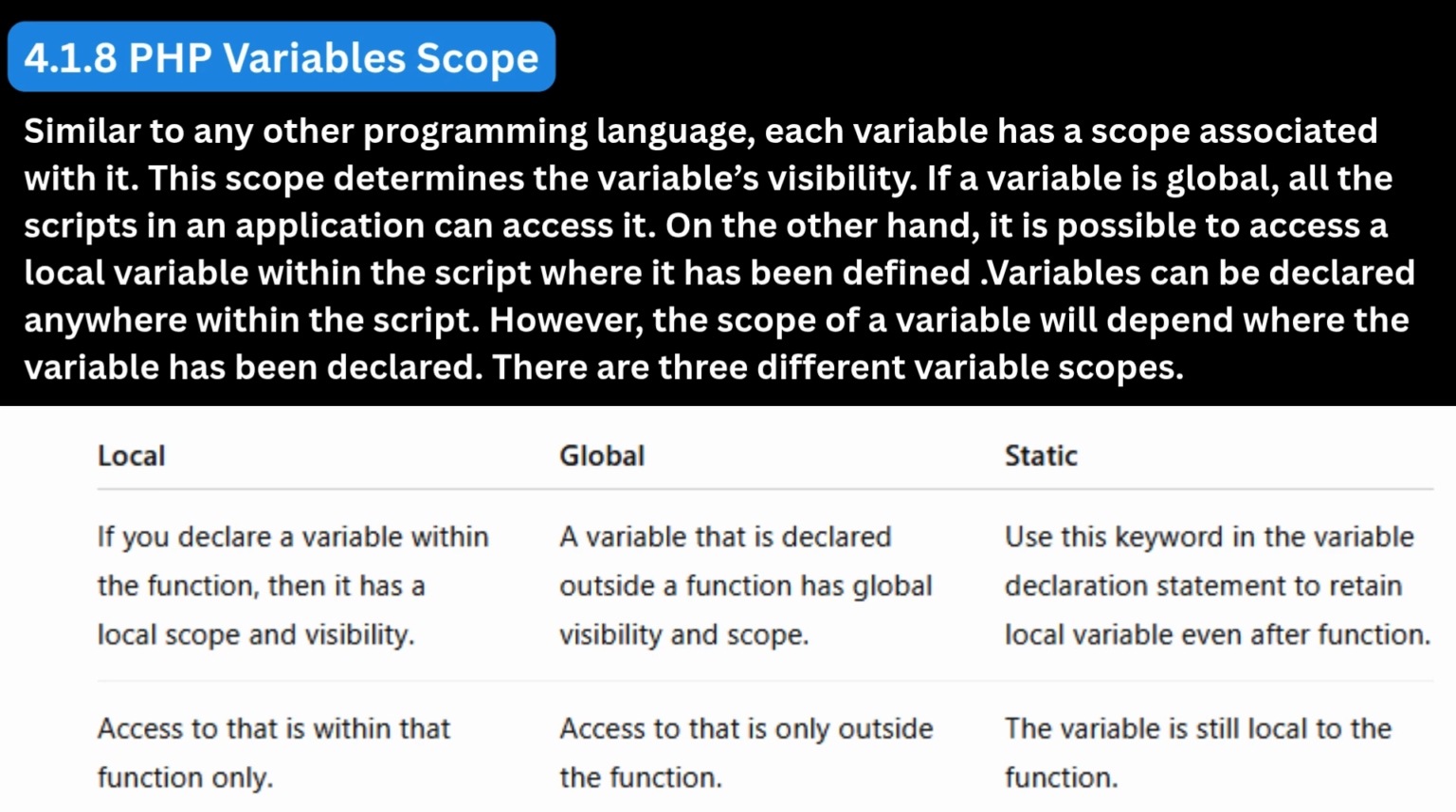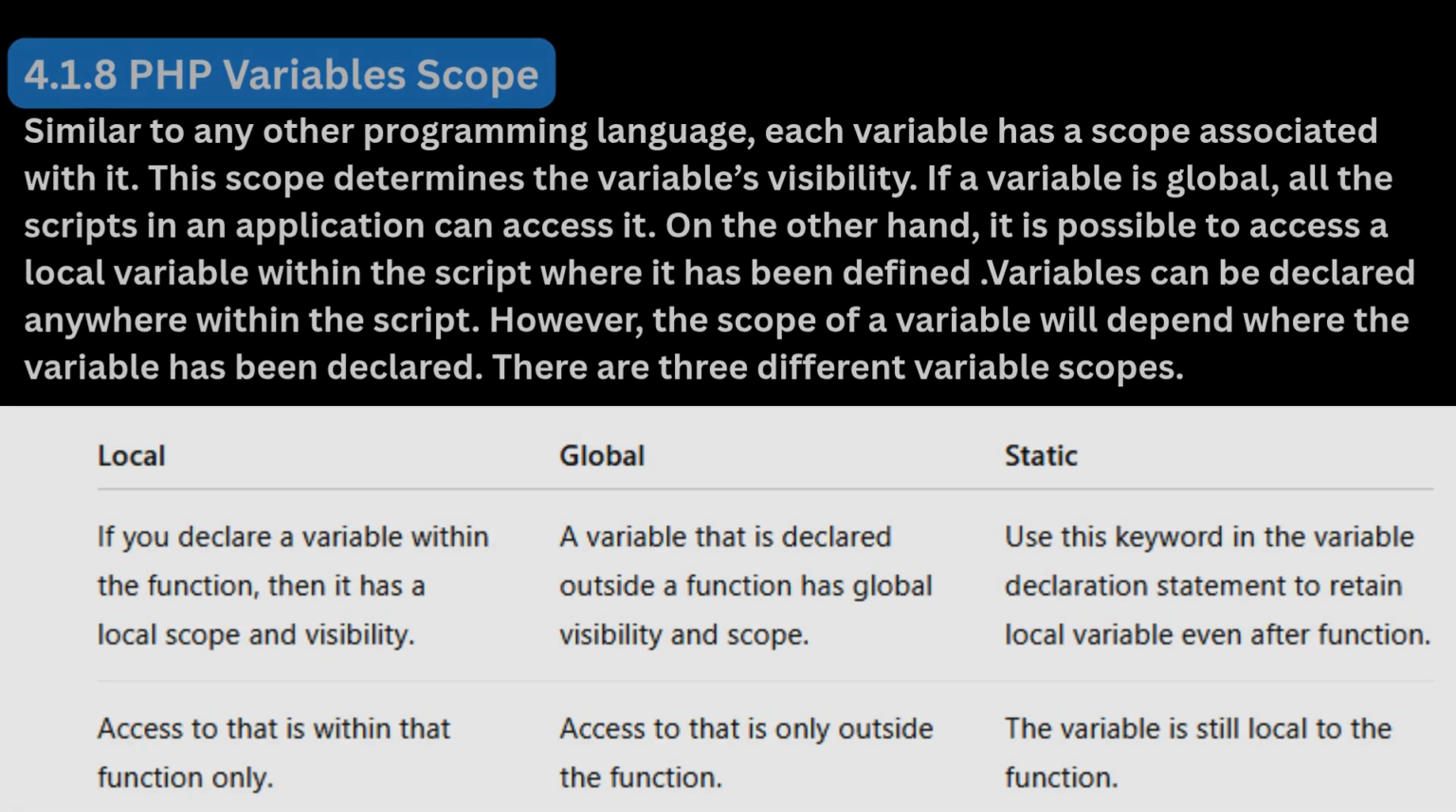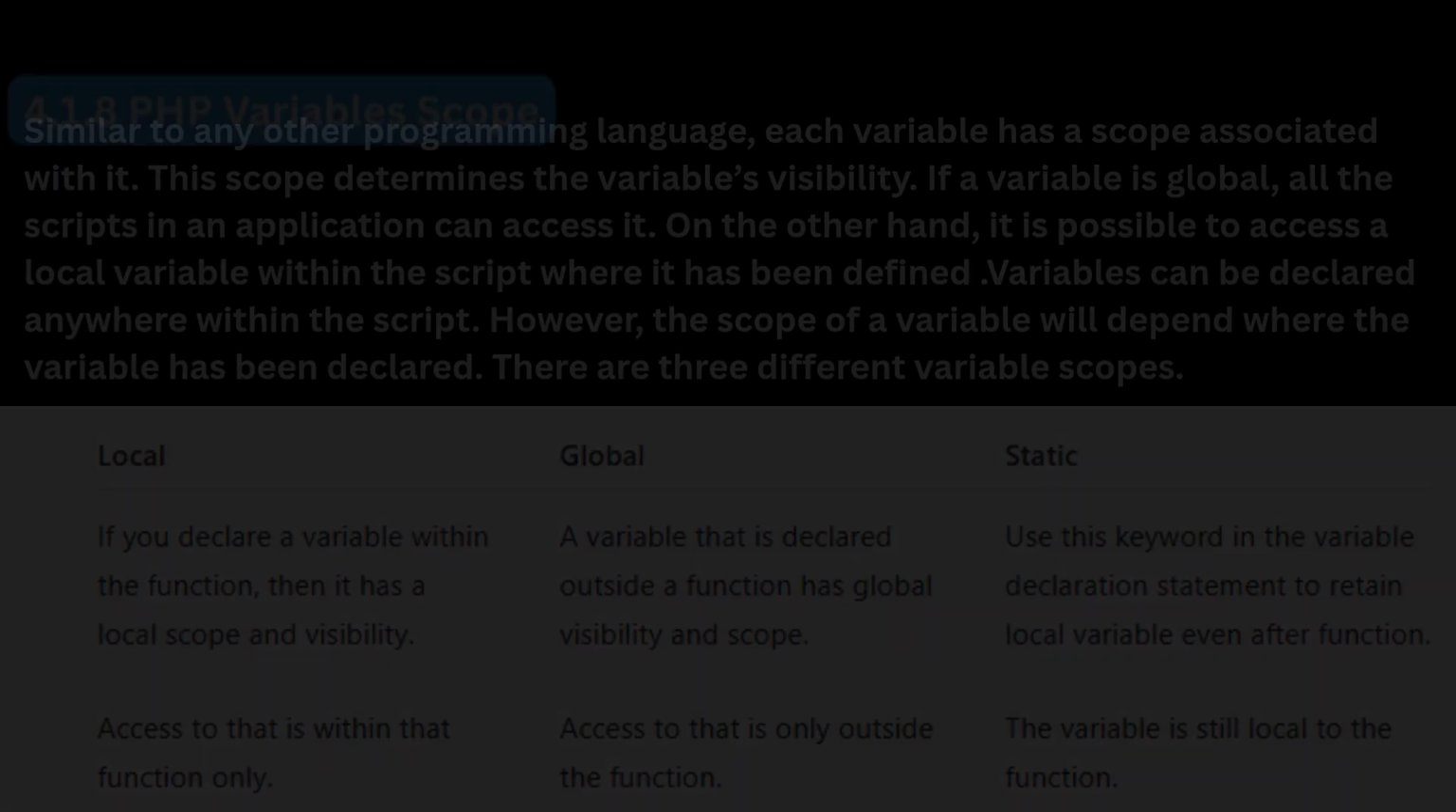Local variables exist only inside functions. Global variables exist everywhere in the script, but must be declared global inside functions to be accessed. And static variables exist inside a function but retain their value between multiple executions of that function. Understanding variable scope is extremely important for writing clean, efficient, and bug-free PHP code. It helps you control how data flows through your program and prevents unwanted interference between different parts of your script.